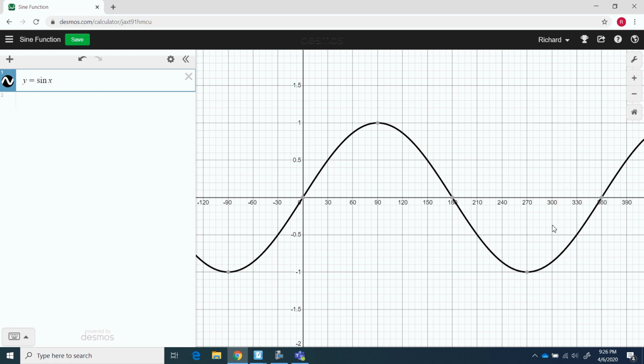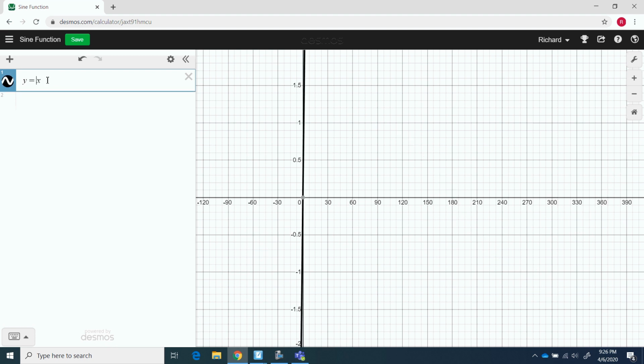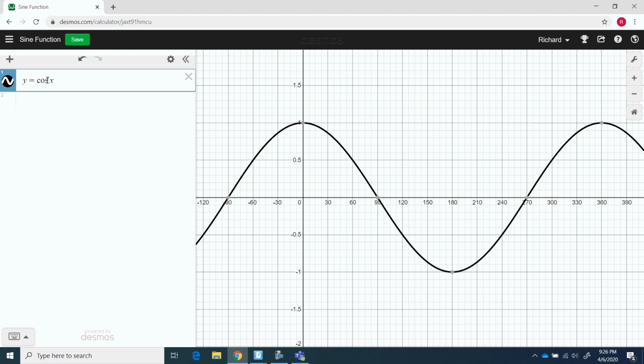I'm not going to go through the whole process, but we could go through the whole process of plotting every 30 degrees, like we just did, and do it for cosine. I'm just going to type in cosine x and get you to have a look at it. So here's cos of x.